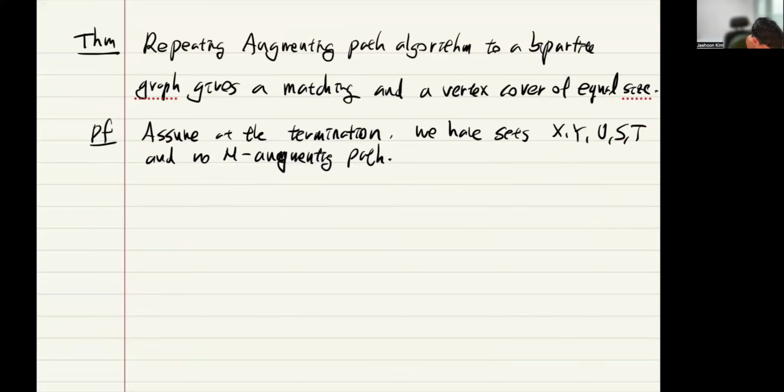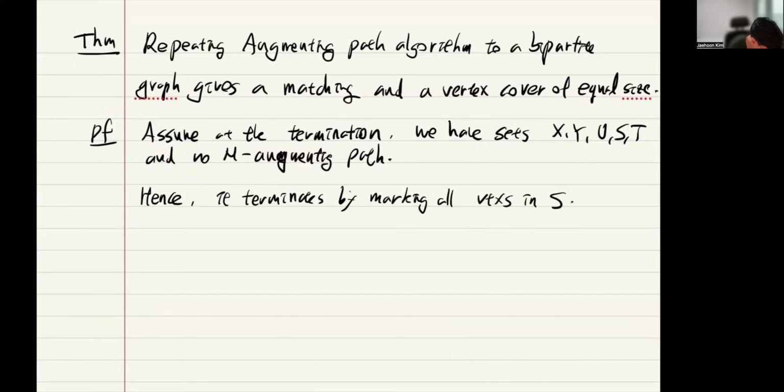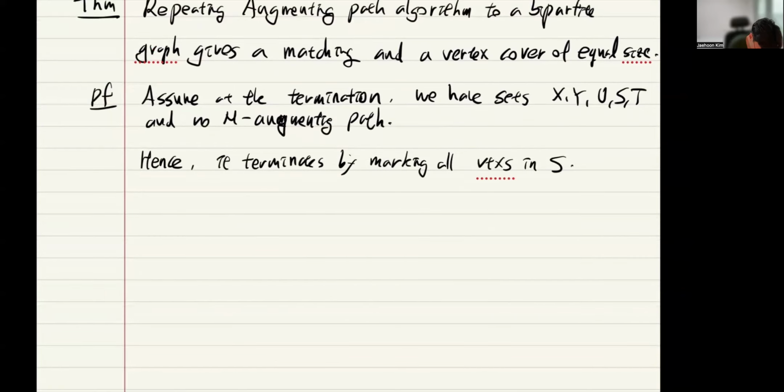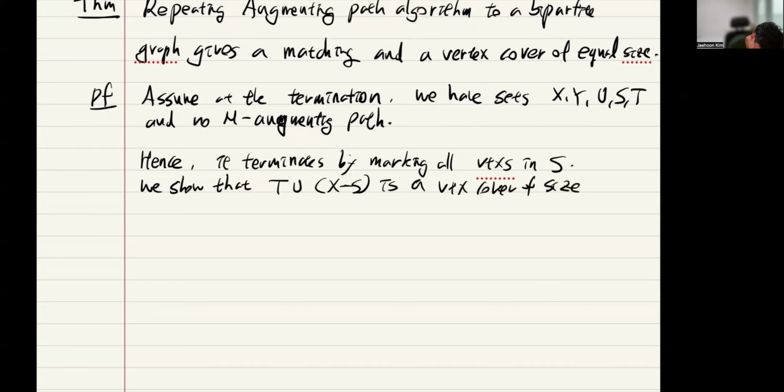So that's not at the termination. At the termination, we must have a situation where no M augmenting path was returned. Hence, it terminates by marking all vertices in S. Then we will show that T union X minus S is a vertex cover of the same size as M.